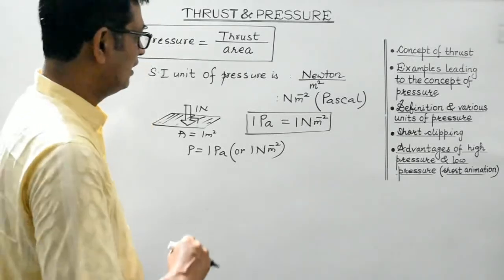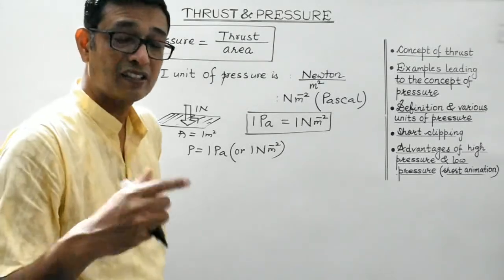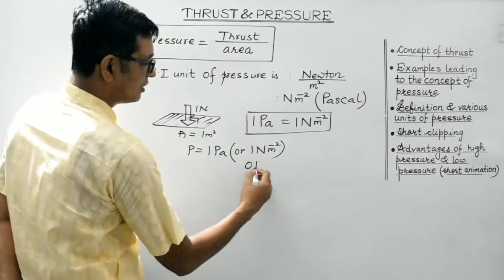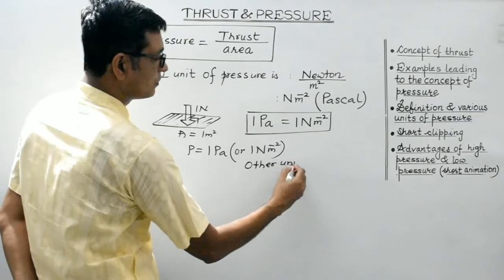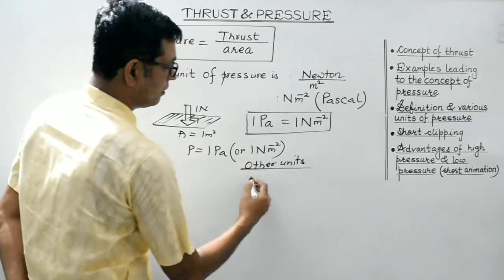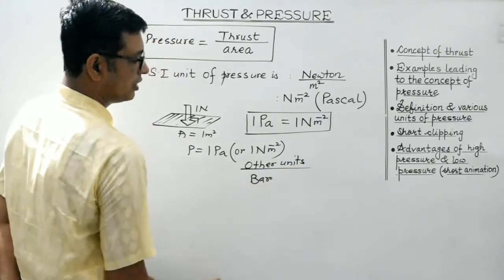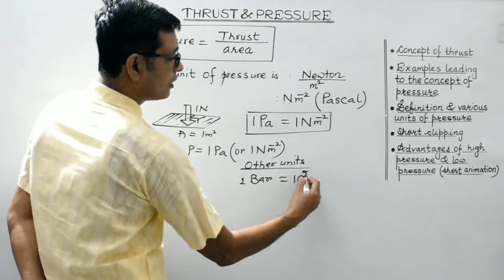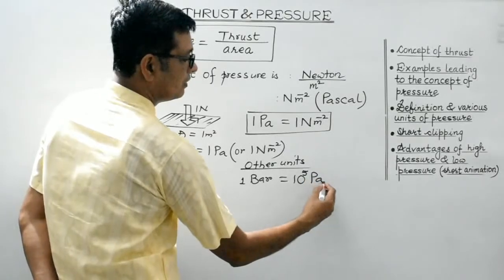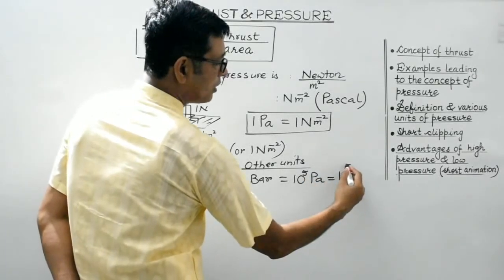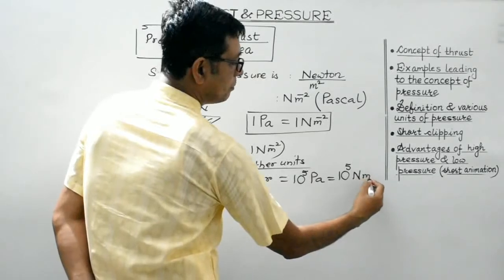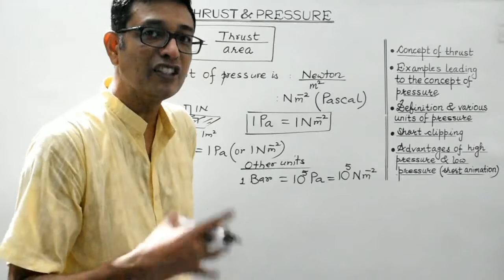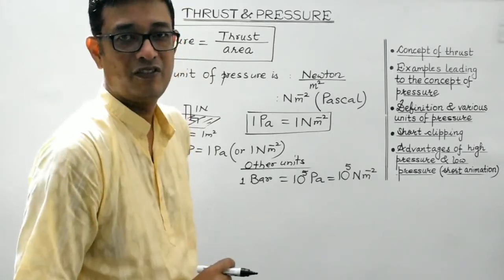Clear, students? There are some other units of pressure as well, like bar. Let's discuss other units. Bar is another unit. 1 bar is equal to 10 raised to power 5 Pascal, or 10 raised to power 5 Newton per meter square. 1 Pascal is 1 Newton per meter square. So bar is another unit for measuring pressure, right?